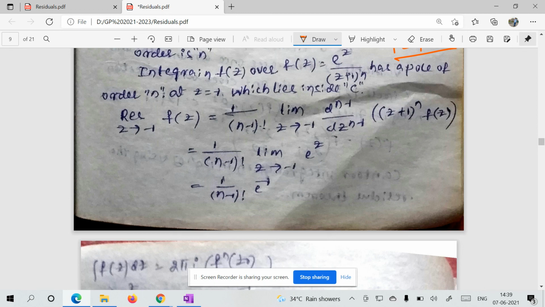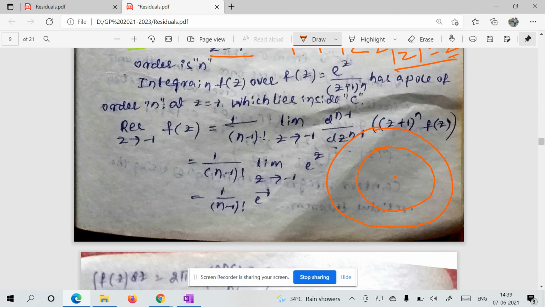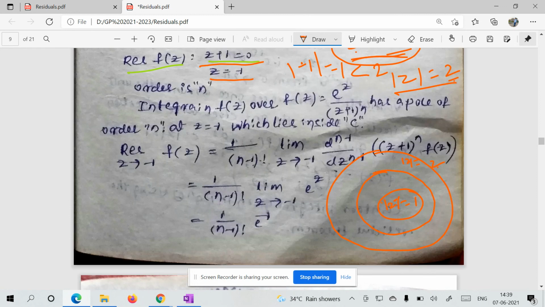Inside the contour C means, suppose this is the mod z equal to 1 circle, and suppose this is the mod z equal to 2 circle. The point z equal to minus 1 has mod z equal to 1, so it lies on the mod z equal to 1 circle. This is the mod z equal to 2 circle. So 1 is inside the circle of mod z equal to 2. I have explained this only to help you understand.